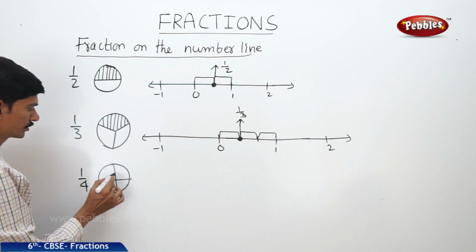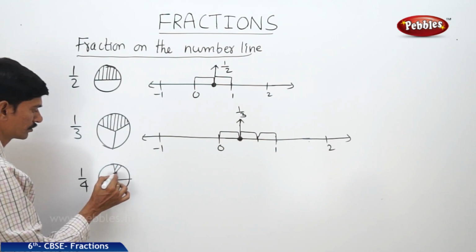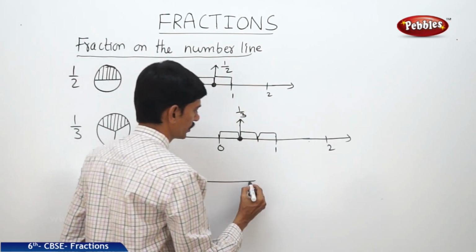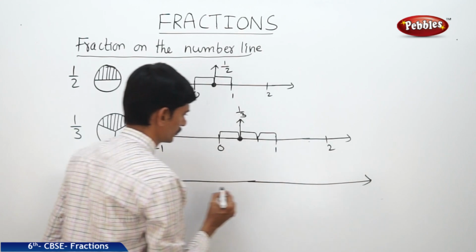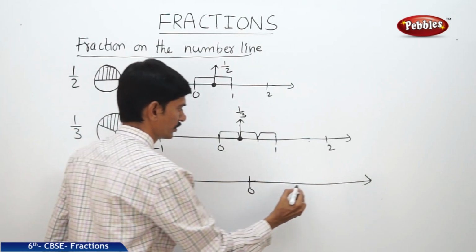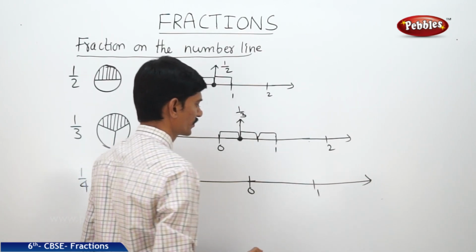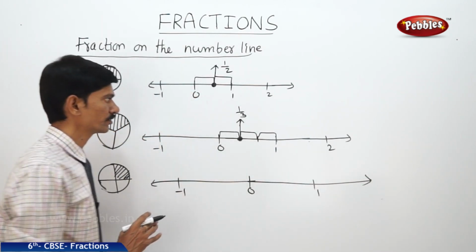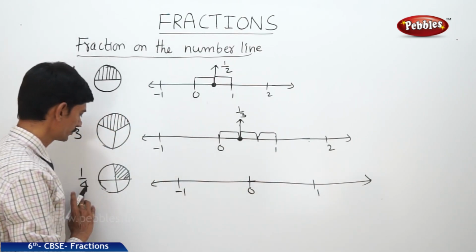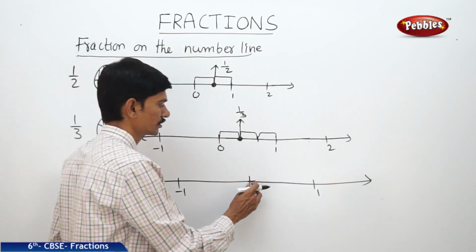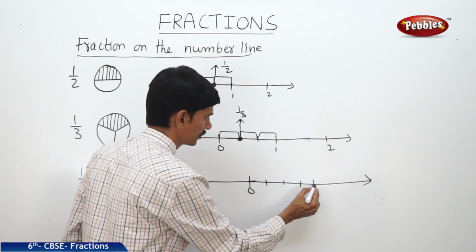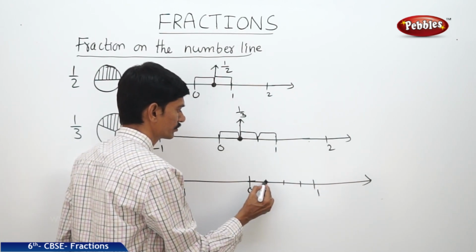So out of 4 equal parts we have to shade only one part. Now on the number line, 0, here 1. Here 1/4 is more than 0 and less than 1. As the denominator is 4, we divide 0 to 1 into 4 equal parts: 1, 2, 3 and 4th.